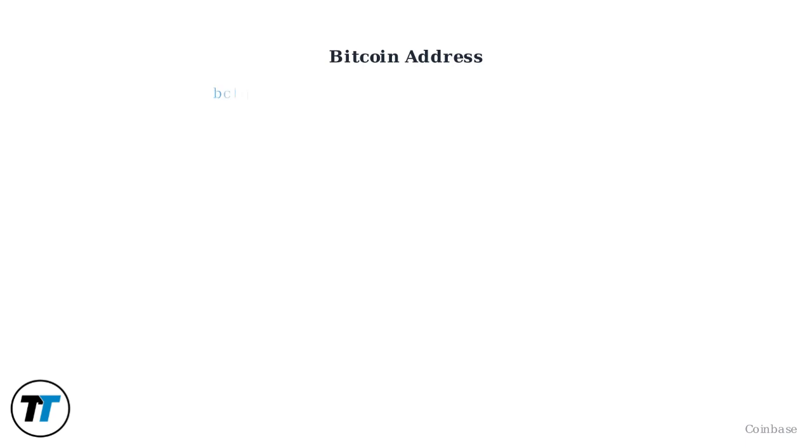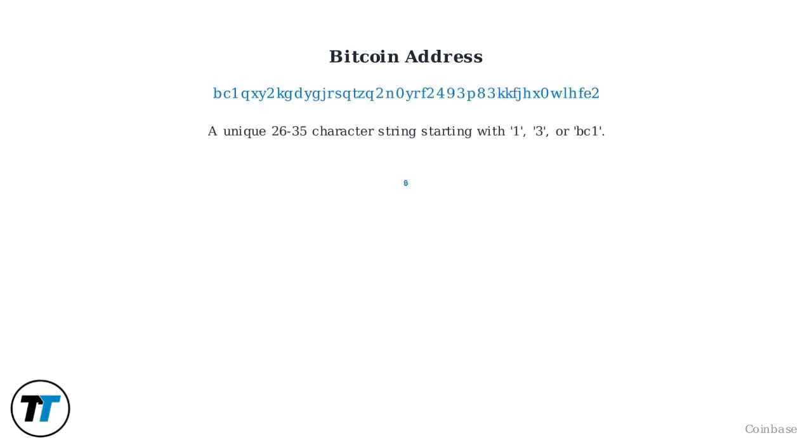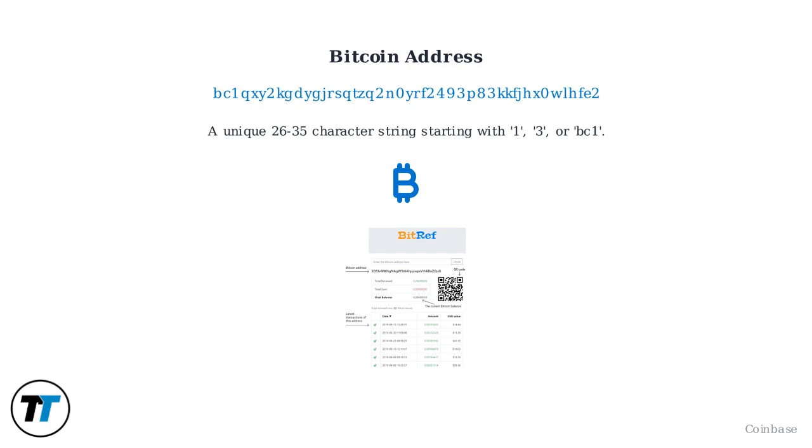A Bitcoin address is a unique identifier consisting of 26 to 35 characters. It typically starts with 1, 3, or BC1 and is derived from a public key. This address is essential for receiving Bitcoin transactions and must be entered accurately to avoid sending funds to the wrong recipient.